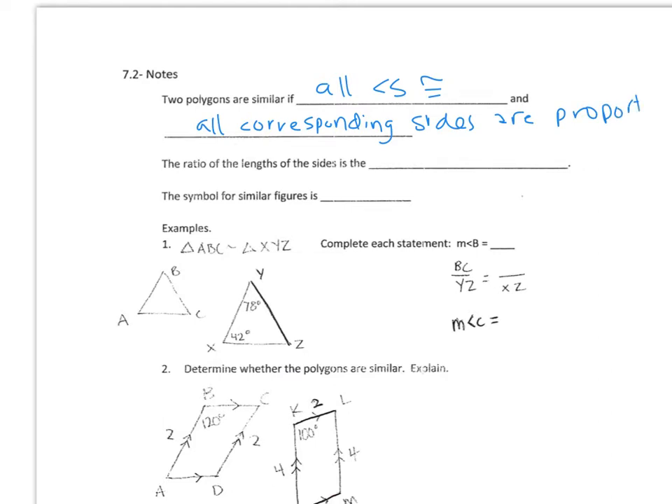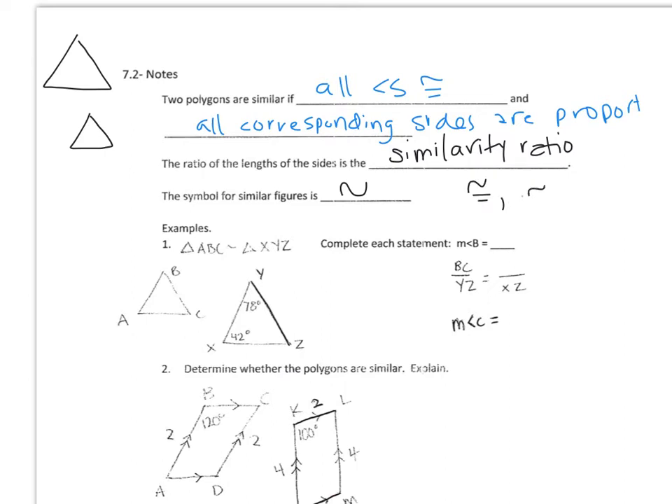So congruent is exactly the same shape and same size. Similar figures have the same shape. So this equilateral triangle is similar to this equilateral triangle. The ratio of the lengths of the sides is called the similarity ratio. The symbol for similar figures is just one squiggly. So congruent looks like this, and then similar looks like this.